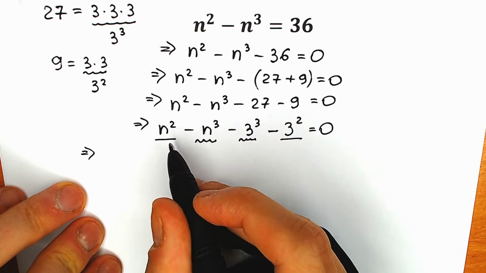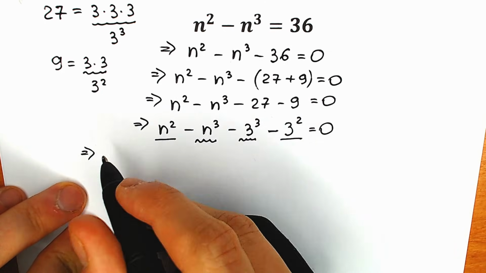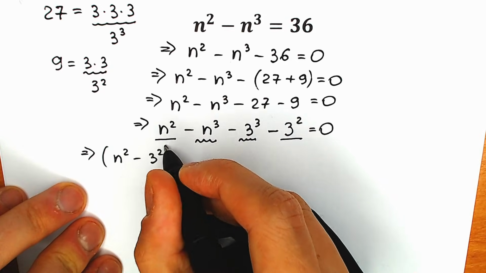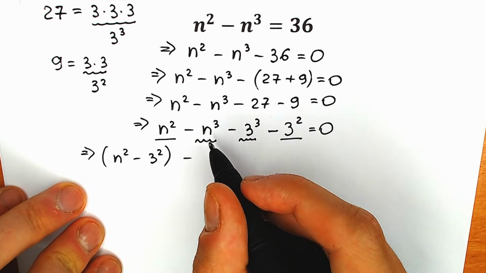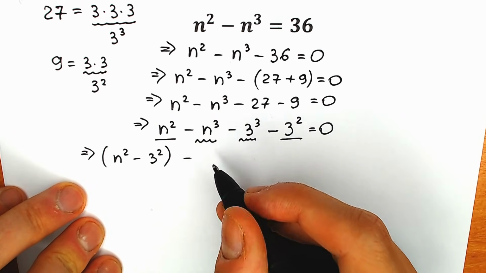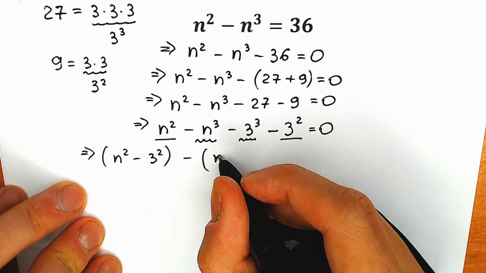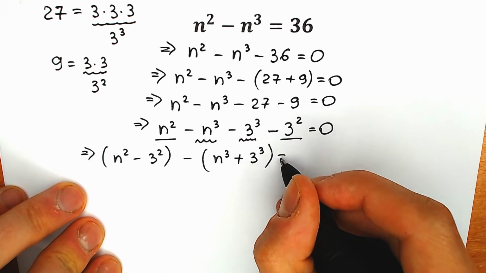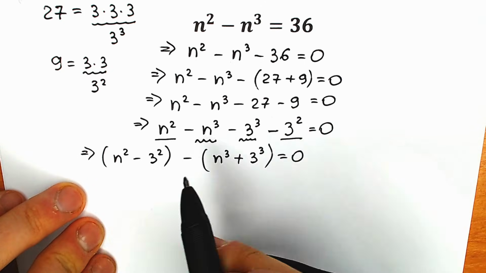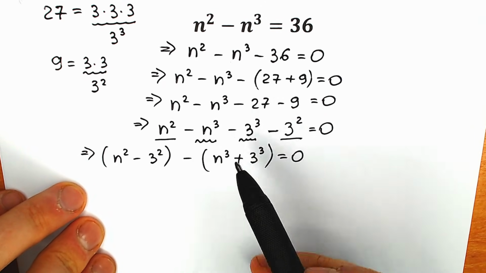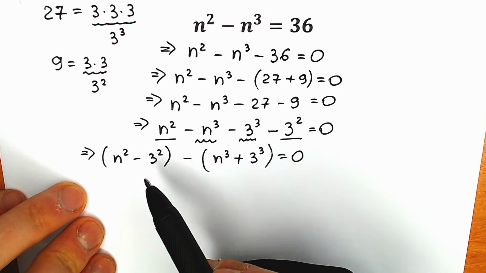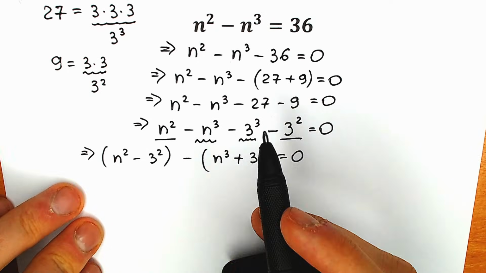Right now let's start on the left side. First of all, let's group our squares: n square minus 3 square. And right now we have minus, and let's group our cubes: n cube plus 3 cube. So minus (n cube plus 3 cube) equal to 0. So I really hope you understand this solution until this moment. So basically we just express this, and we group squares and cubes together.